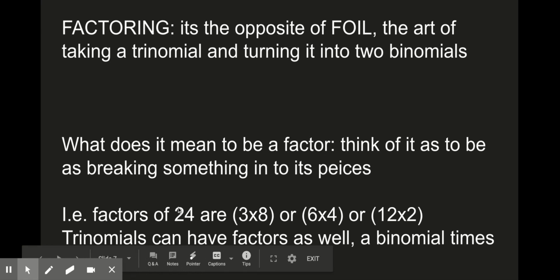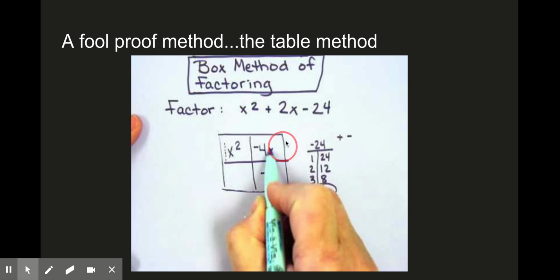So you guys know how to do factors of regular numbers, like factors of 24 could be 3 and 8, 6 and 4, 12 and 2. Well, trinomials have factors as well. Okay, it's going to be the binomials that when you multiply them together get you that trinomial. So a foolproof method of this is the table method. That's what I'm going to work with today.